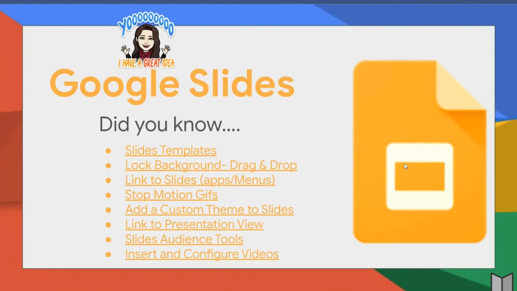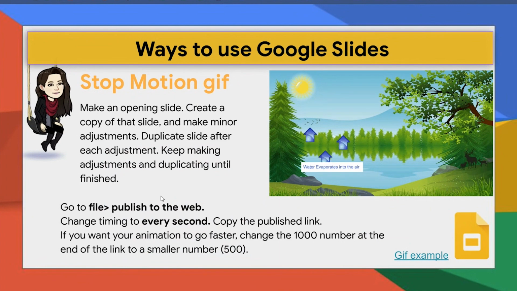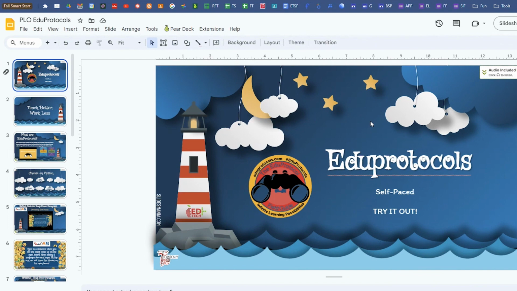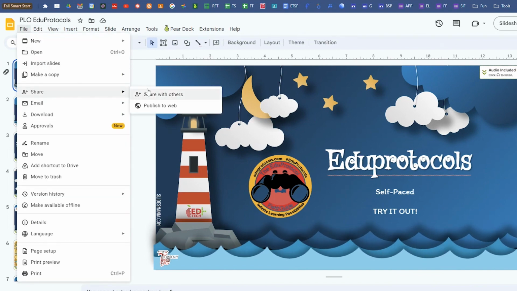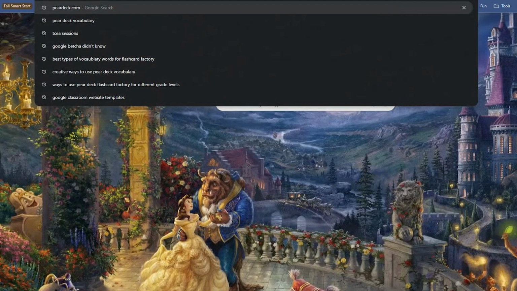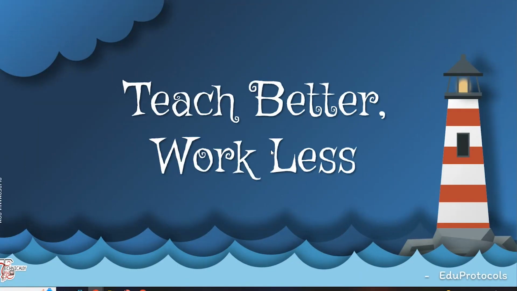Google Slides has so many ideas on how you can use it. We have a page that explains how to make a stop-motion GIF within an animated slide. And in case you were ever wondering, if you have a slide deck and you want to have the presentation view, but you want to have access to the rest of your tabs, go to File, Share, Publish to the Web, and then get this link to open up in a brand new tab. And now you have the Publish to the Web link.